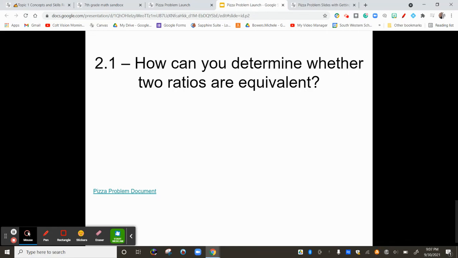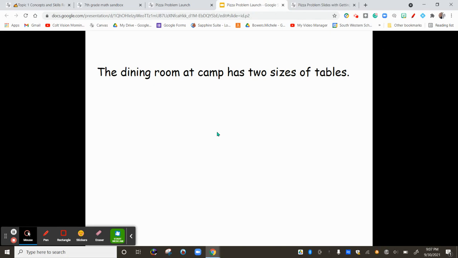Hi, we're going to look at a problem where you are determining whether two ratios are equivalent, and you're going to use that to make comparisons. So I'm going to present to you a problem, and then I'm going to have you pause the video and try to solve the problem, and then turn it back on and see how you did.